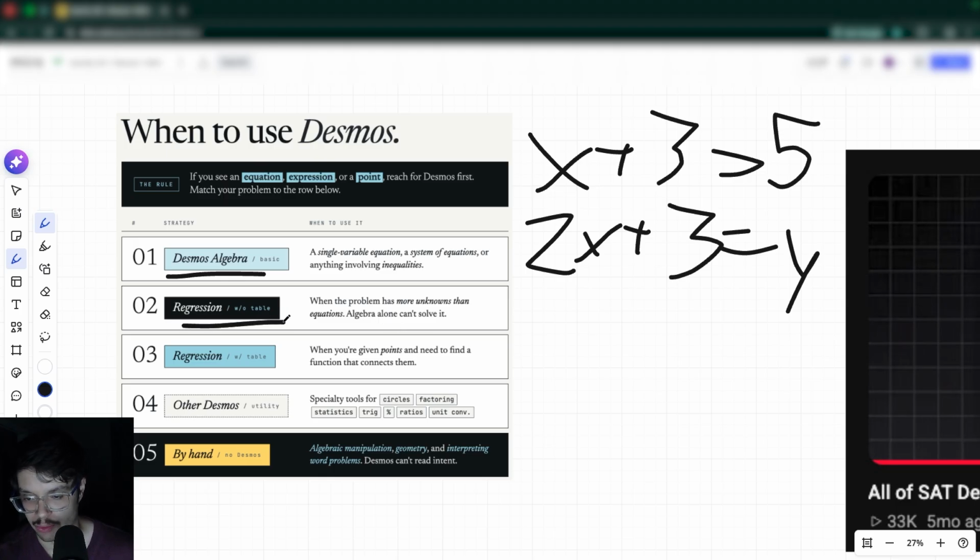Now, if an equation has more unknowns than equations, then algebra alone can't solve it. You have to use regression without a table. I won't even try to talk about this one. I have a whole video on this, so you might as well just watch that. If you still do not know what Desmos regression is, I'm not going to be able to explain it in this video alone. So just save it for that video.